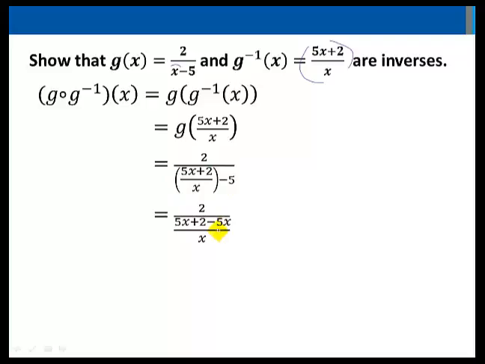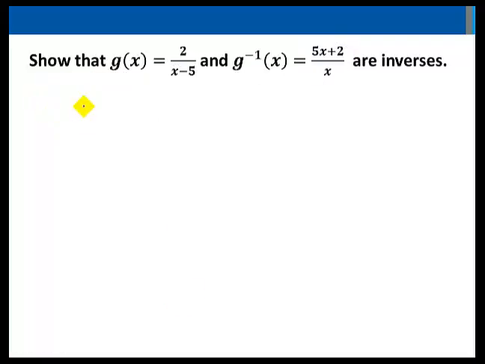I'll get one fraction in the denominator, 5x plus 2 minus 5x over x. The 5x minus 5x adds to 0, so we have 2 divided by 2 over x, which is the same as 2 times x over 2. That simplifies to x, and that's what I need to get to show that g and g inverse are inverses. But we also need to go from the other direction. We need to show that g inverse composed with g of x is equal to x as well.